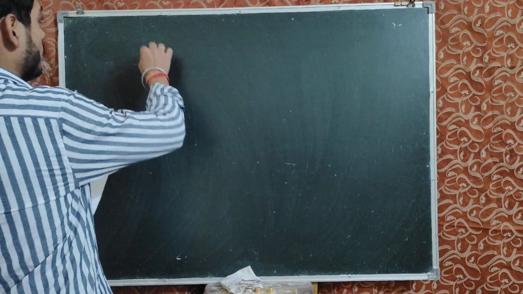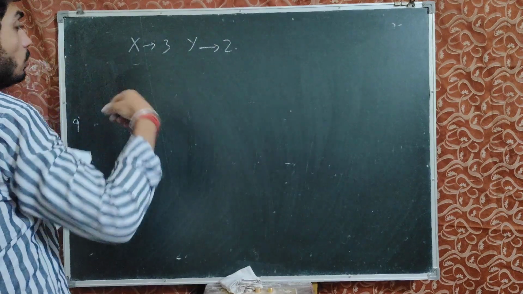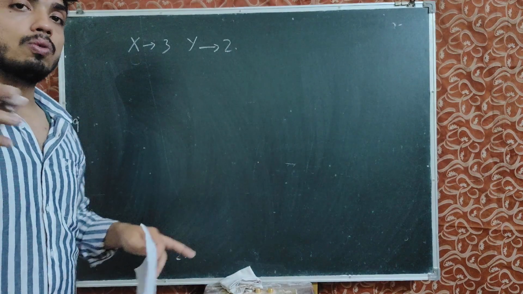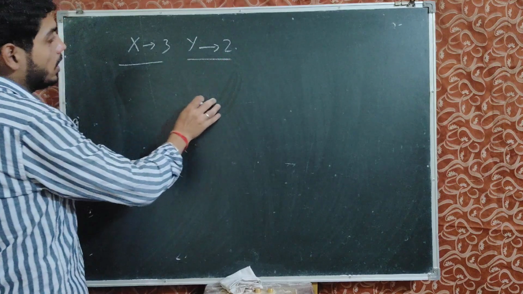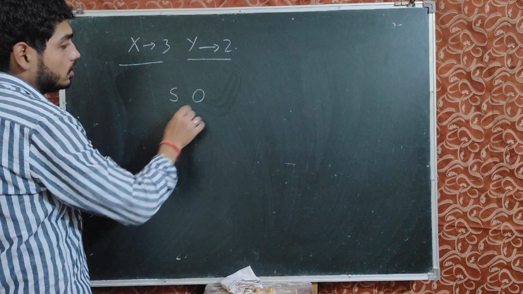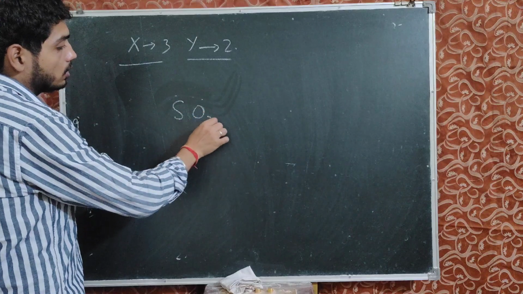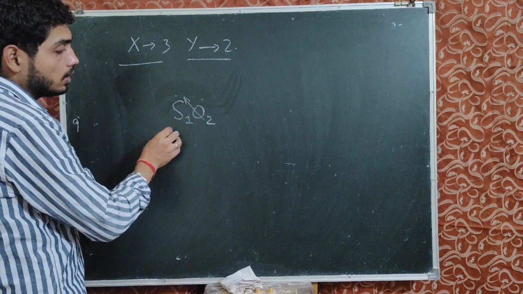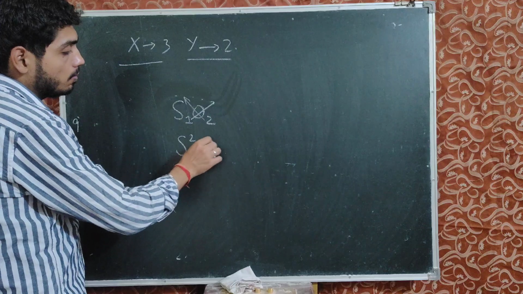X has valency 3 and Y has valency 2. You don't need to consider whether these two are metals or non-metals because we have already done some questions in which both are non-metals. Do not take this as metal and this as non-metal. For example, sulfur and oxygen: there is a compound known as sulfur dioxide. In that case, if you do the crisscross method, here it is nothing, so it is 1. When 1 is here and 2 is here, 2 will come here and O will come here, it will become 1.